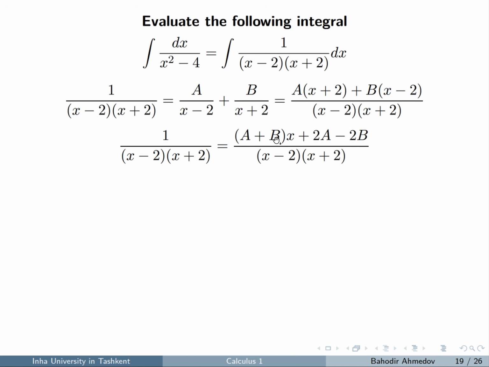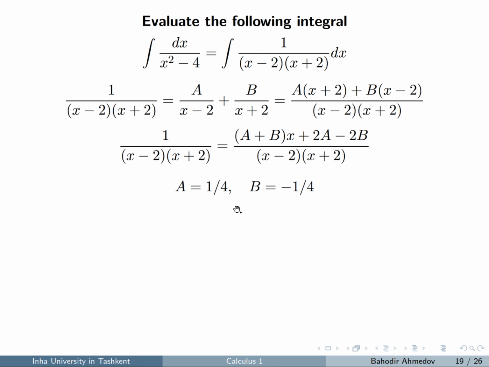So a plus b should be equal to 0, right? Because the coefficient of the polynomial here in front of x is equal to 0. And 2a minus 2b is going to be 1 because the free coefficient here on the left-hand side is equal to 1. So by solving this system, I'm going to get the answer a is equal to 1 over 4 and b is equal to minus 1 over 4. Indeed, if you substitute a and b like this, the coefficient of x is going to be 0, right? And if you substitute 1 over 4 here and minus 1 over 4 here and sum them, you're going to get 1. Okay, so the numerator here is going to be 1, which will be the same as this rational function.